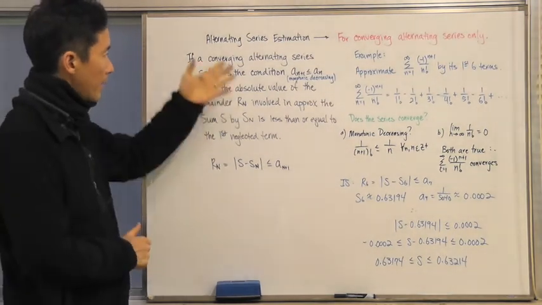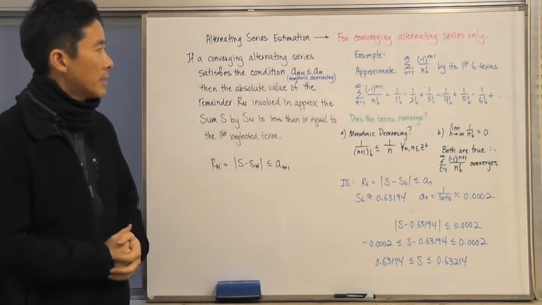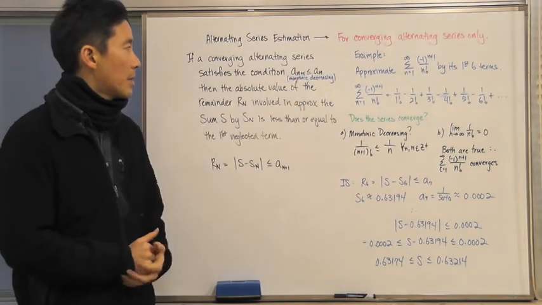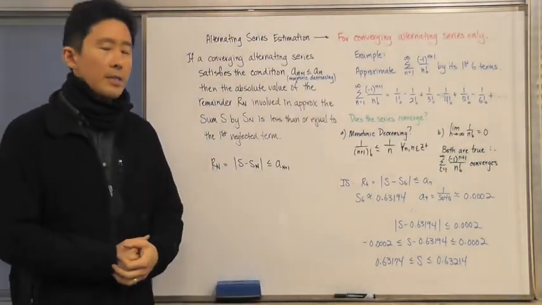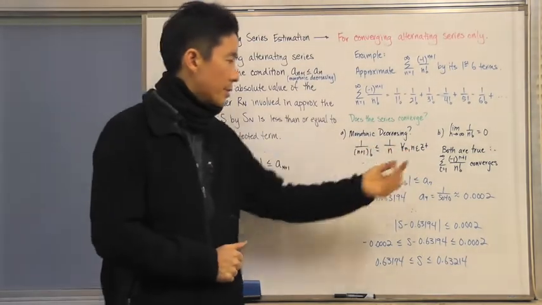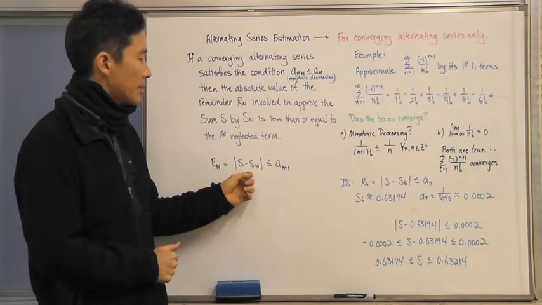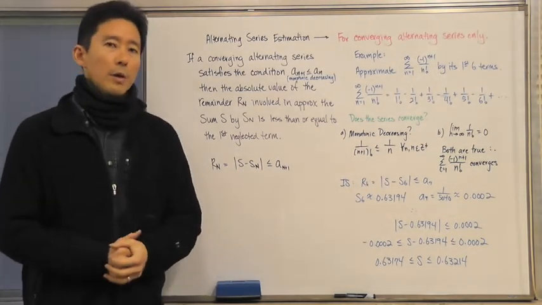Okay, so again, make sure that when we have a converging alternating series, we need to make sure that it's monotonic decreasing, as well as the limit as n approaches infinity of the sequence is going to 0. If we know that both of those are true, then we can use this initial statement here to approximate the sum to whatever degree we want.